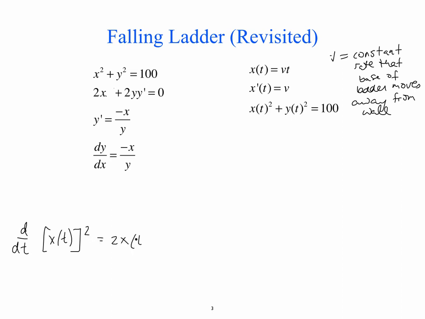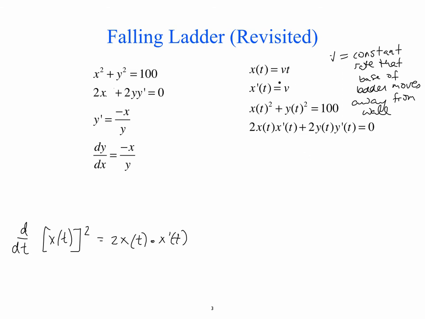Okay, 2 times x of t, so that's the power rule, right? Times the rate of change of x with respect to time. That's the chain rule, right? Okay. What if we do the same thing to y of t squared? What do you get there? Boucher? Great, okay. And then if I take the rate of change of 100 with respect to time, what do I get? 0, okay. So we get this, right?